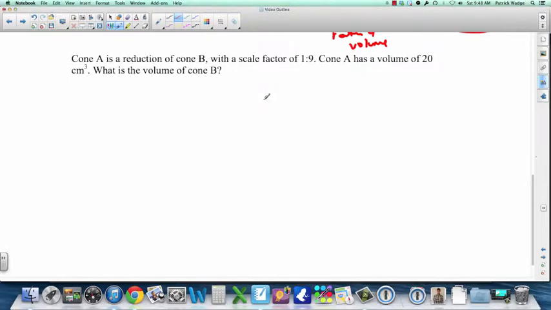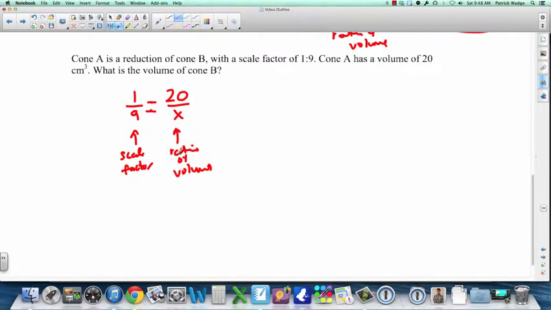Okay, cone A is a reduction of cone B with a scale factor of 1 to 9. So there we go. I'm going to write that right away, 1 to 9. And this is the ratio of sides, or they call it scale factor. Same thing. Cone A, so that is the first one, the smaller one, has a volume of 20 centimeters cubed. So 20 goes on the top. We did a question just like this. Don't really understand why I've added this one in here. And we want to know B, so this is what we're trying to do. And we're talking about volume, so ratio of volumes.